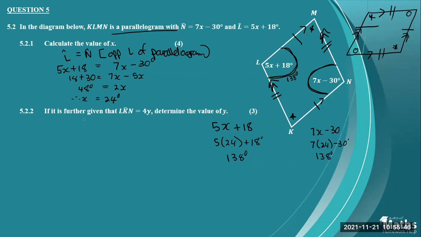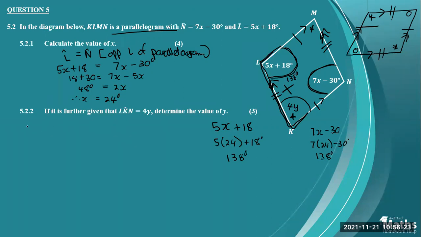Now for this question, it says angle LKN is equal to 4y. So this one is a 4y. Determine the value of y. So what we can do here is we can work with co-interior angles, because 5x plus 18 plus this angle will be equal to 180 degrees. Why? Because of the lines that are parallel.